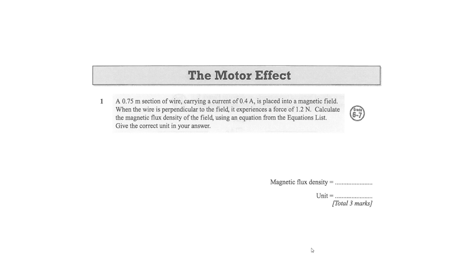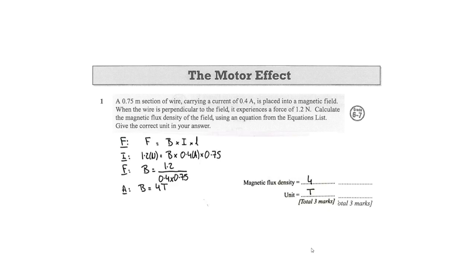So the equation: F equals B times I times L. We know F is 1.2 newtons, in the right unit, we don't have to convert it. The current is 0.4 amps, we don't have to convert it. And the length of the wire is 0.75 meters, it's in the right unit, we don't have to convert it. We are going to make B the subject of the equation by dividing 1.2 by 0.4 times 0.75. And this is a magnetic flux density of 4 Tesla. It's pretty huge.